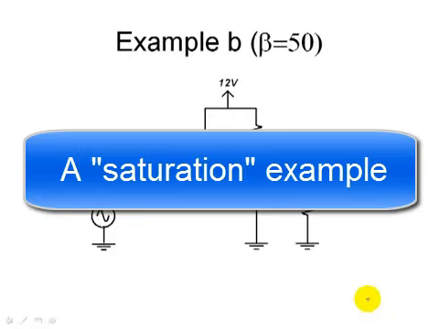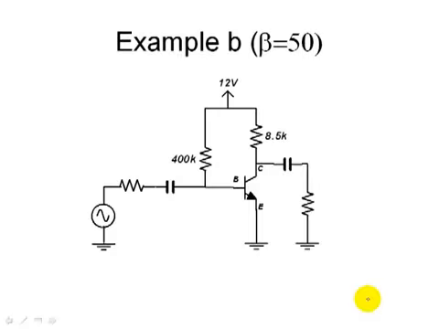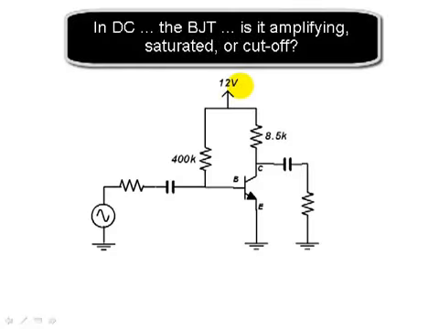Now let's work on a second example, a circuit with a transistor in saturation. This is example B. It is exactly the same configuration we had in example A. The difference is the values of the resistors. This VCC source is 12 volts. We want to analyze the behavior of the transistor in DC.